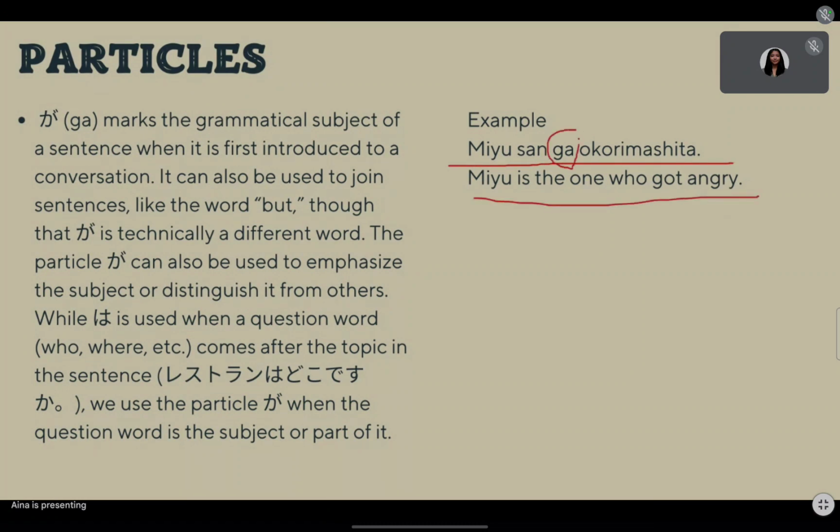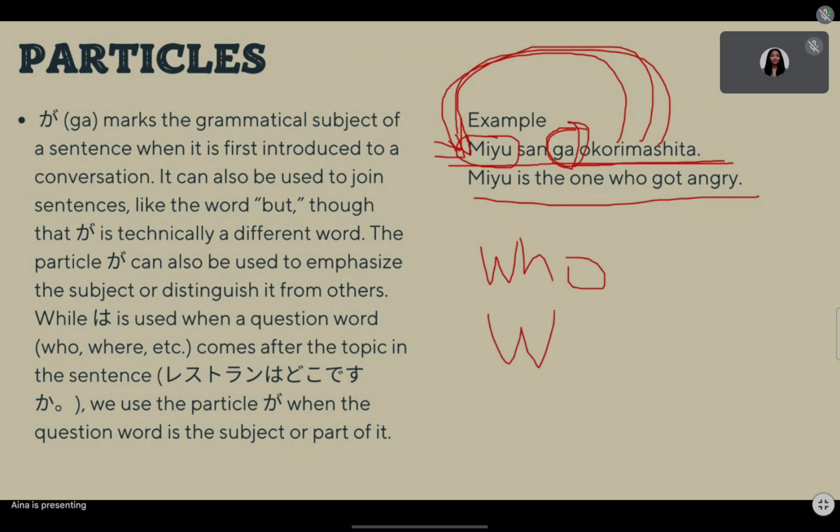So meron tayong particle ga dito, okorimashita is angry. So ine-emphasize natin, sino ba ang nagalit? Meron tayong question dyan. Sino ba ang nagalit? O di si Miyu-san. So dinidescribe niya kung sino yung nagalit. Okay? So yun yung ginagamit natin sa ga. May dinidescribe tayo. So usually, they are answering the question who, where, when. Yan yung mga sinasagot niyang questions kadalasan. Okay, sige please pakisulat.